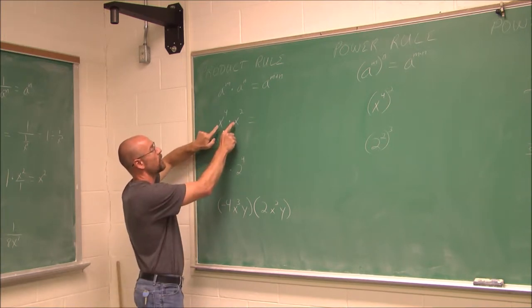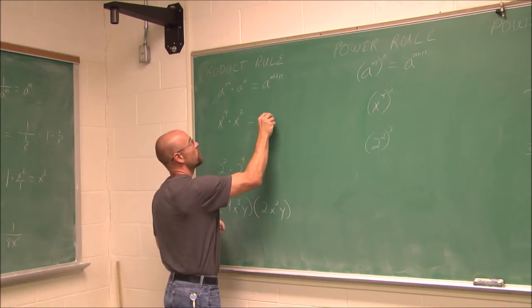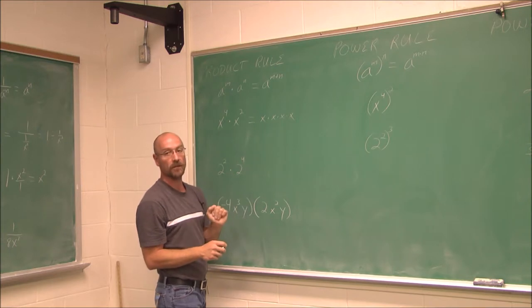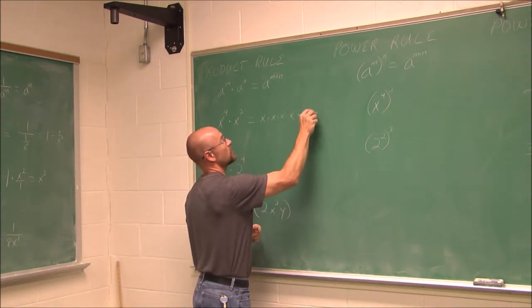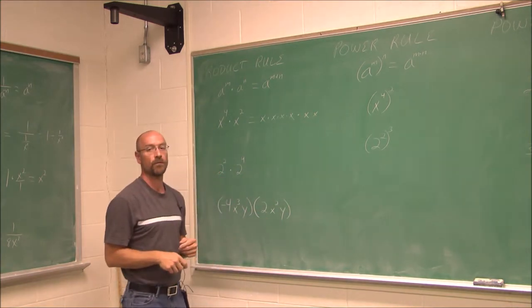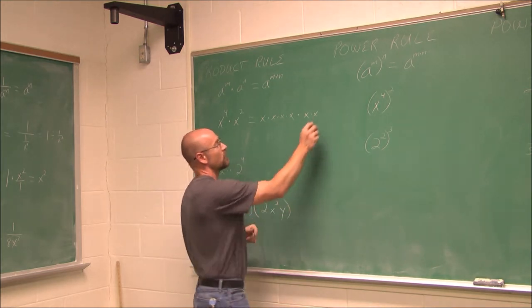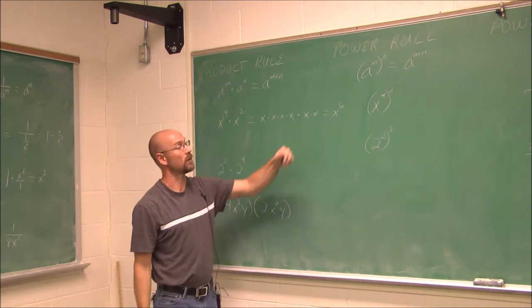The first thing I identified, they're both x's. That's my base. So I have x to the fourth, which is just 4 factors of x: x times x times x times x, times x squared, which is just x times x, 2 factors of x. Now, if I think about it, I have 1, 2, 3, 4, 5, 6 factors of x. X to the sixth power, x multiplied by itself 6 times.